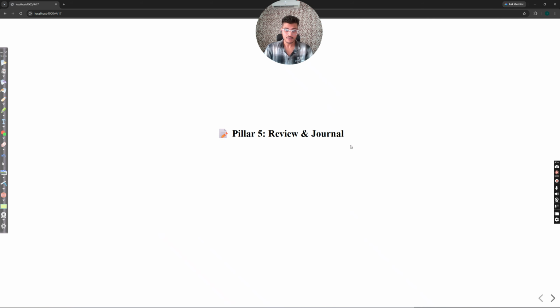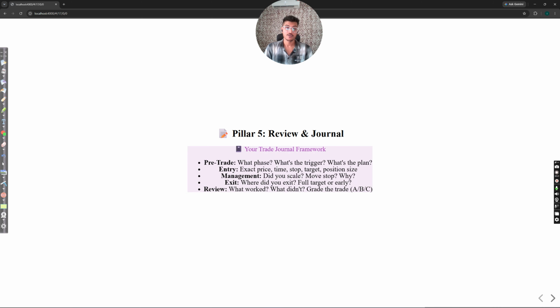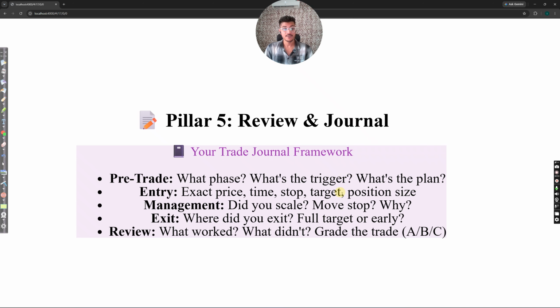So let's discuss pillar 5. This is going to be about reviewing and journaling. Your trade journal framework should look like this: pre-trade, what phase the market was in, what's the trigger, what's the plan, and we're going to go into much more detail later on. Entry: exact price, time, stop, target, position size, all this stuff.